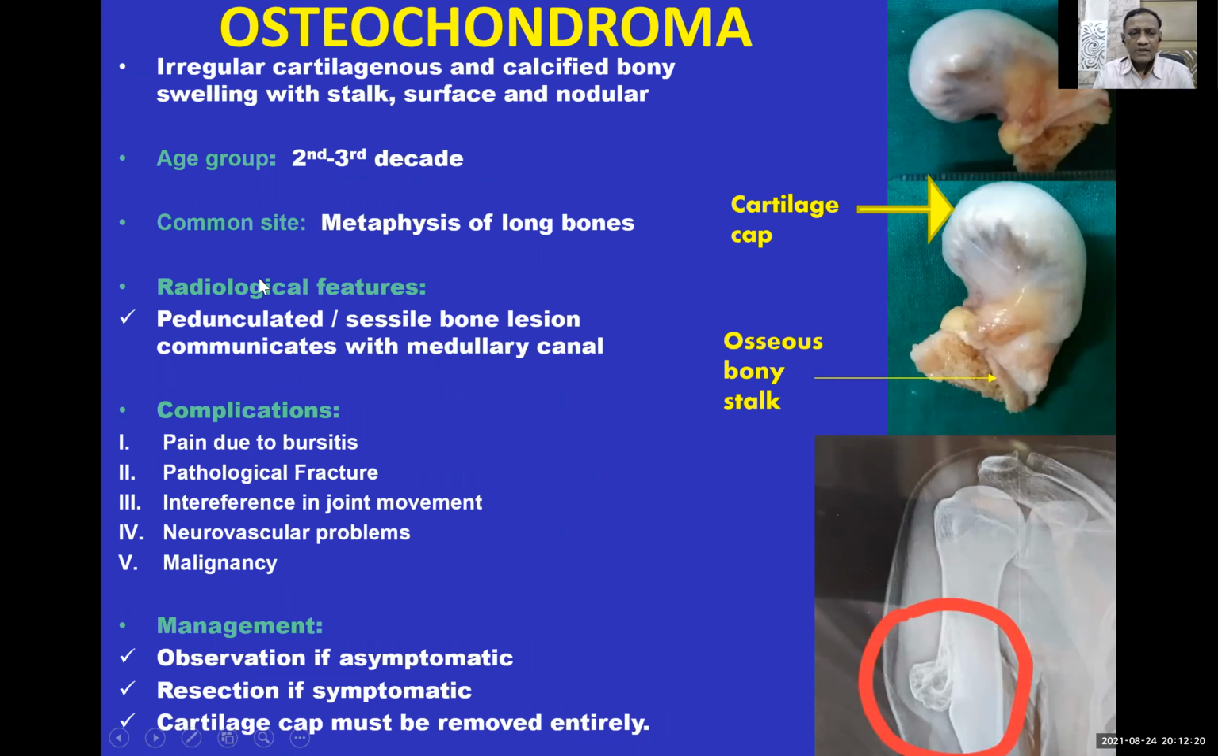This is the radiological picture. And these are the various questions that can be asked to you in the examination. The commonest question is asked about the complications. The treatment mainly depends on the complication. If the patient has a complication, then you treat it. Otherwise, you don't treat it. The complications are pain, pathological fracture, interference with joint movement, neurovascular stretching or compression, and sometimes malignancy. And if the complication is there, then you have to remove the tumor.